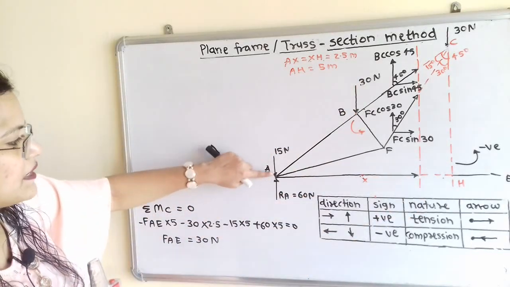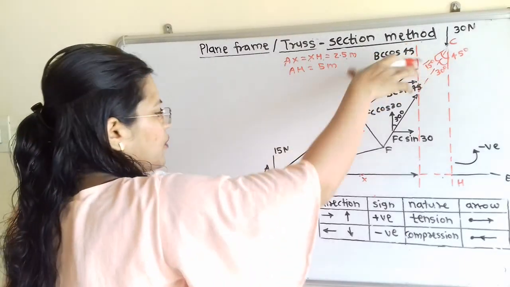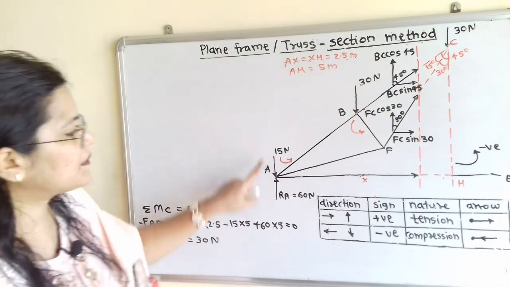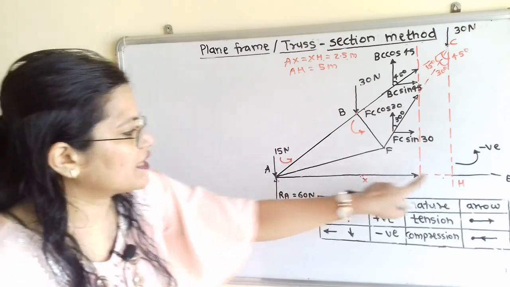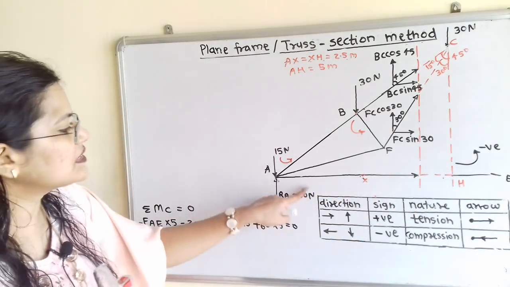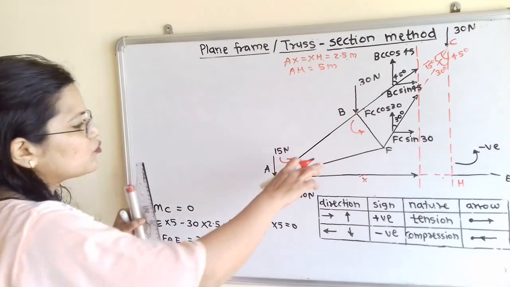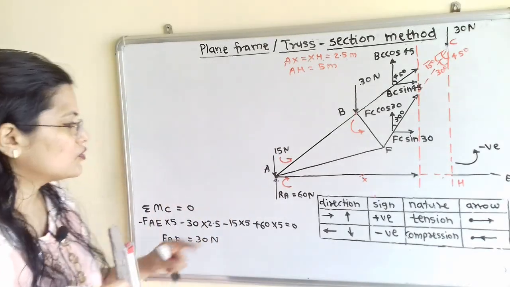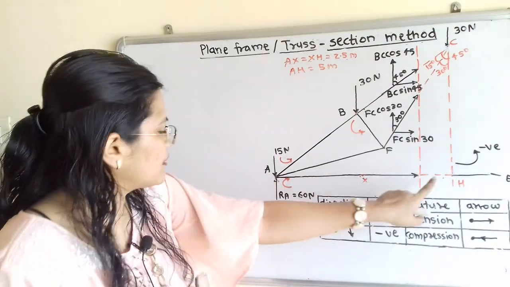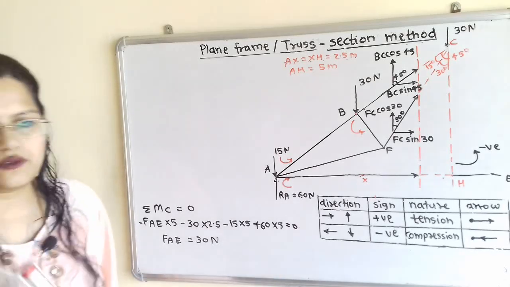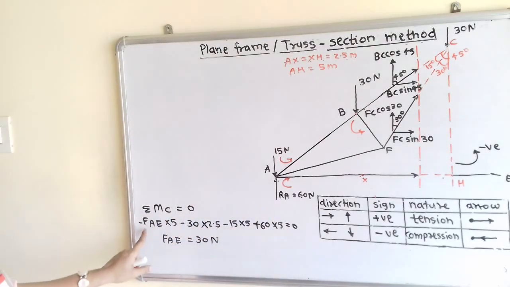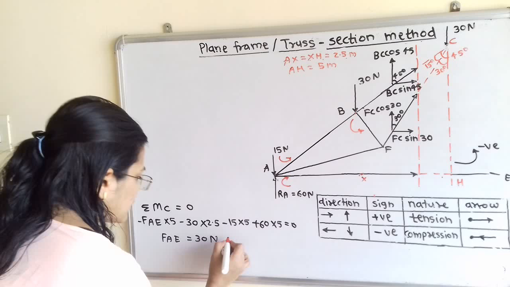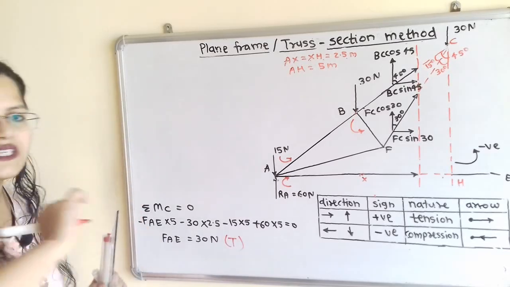Then next is 15. So if I move the compass about point C in the downward direction, then here is anti-clockwise direction. So minus 15 multiplied by perpendicular distance AH, that is 5. Now this 60 Newton, that is RA. Now if I move the compass about point C in the direction of RA, then here is clockwise direction. So plus 60 multiplied by perpendicular distance 5 is equal to 0. Now in this equation only one unknown force FAE, and FAE is equal to plus 30 Newton. So because of the positive sign of magnitude, the nature is tension.